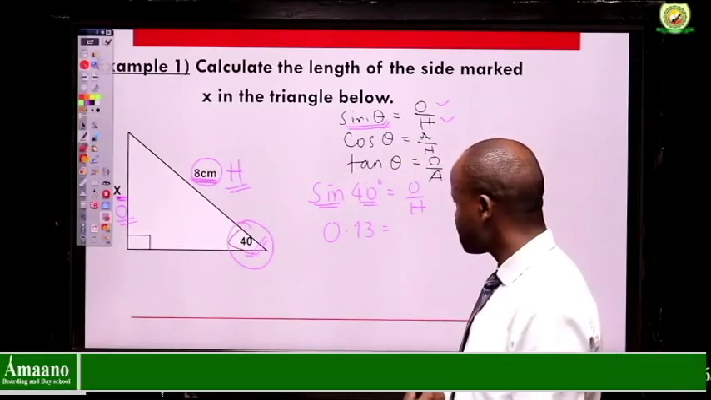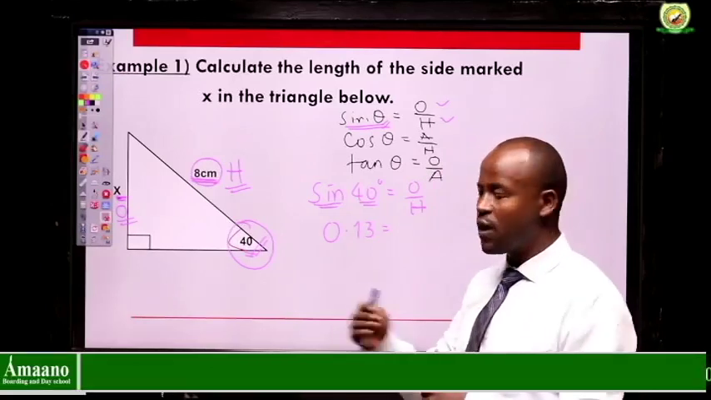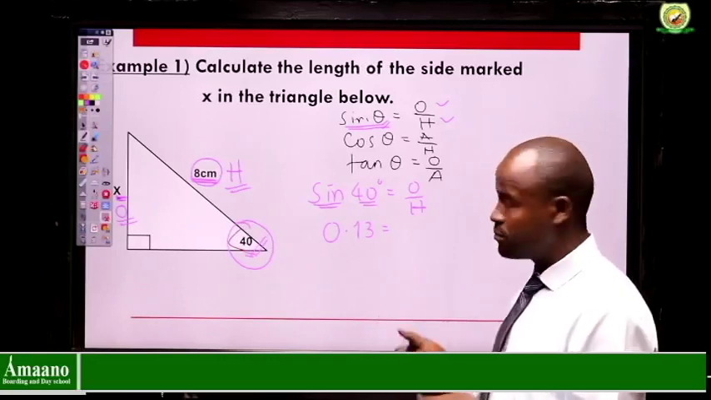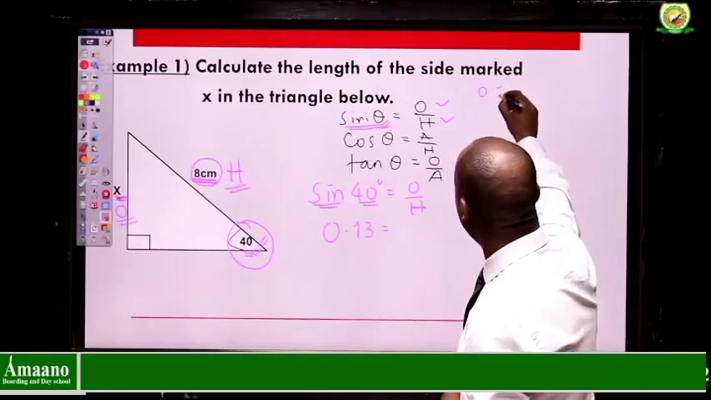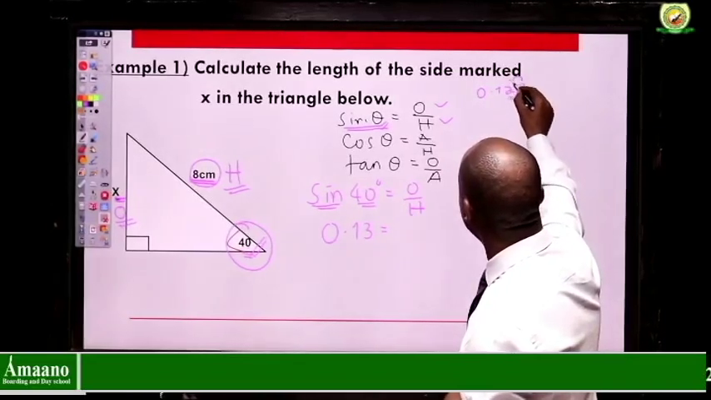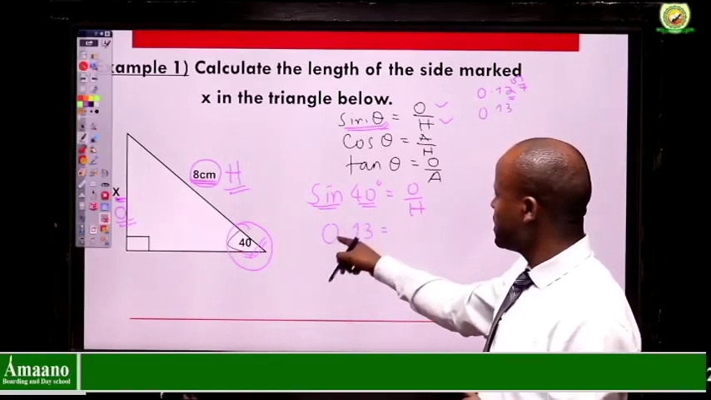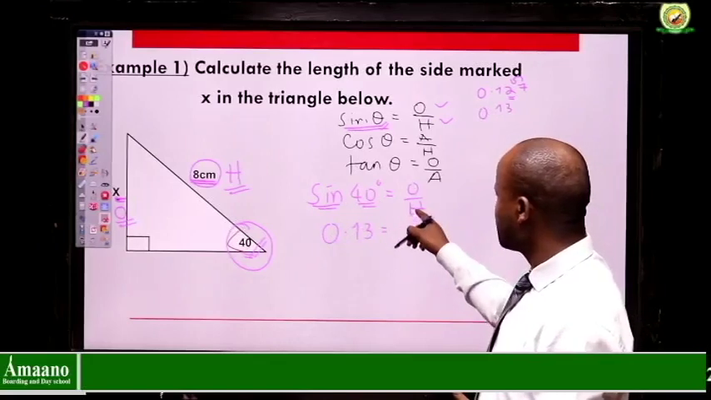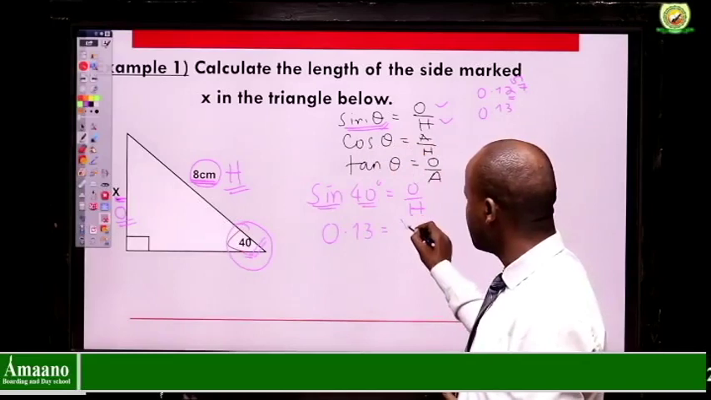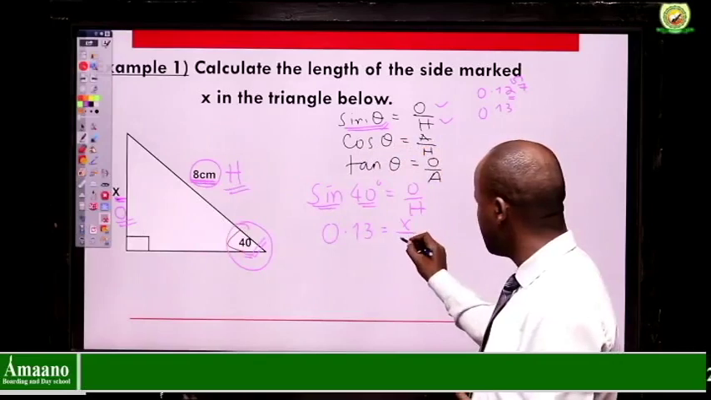To round decimals, we have two types of digits, those rounded up and those rounded down. Here we have 0.127. The digit after the 2 is 7, which is rounded up, so you add 1 and the value will be 0.13. So sine of 40 degrees is 0.13, which equals opposite divided by hypotenuse. Our opposite here is X, so we write X divided by H, the hypotenuse, which is 8 centimeters.